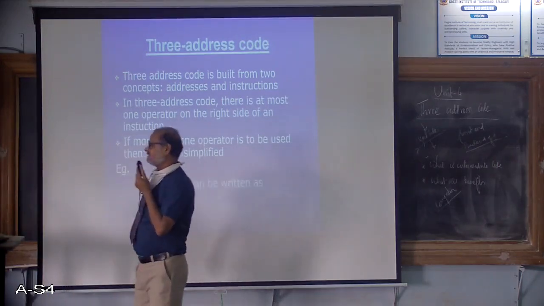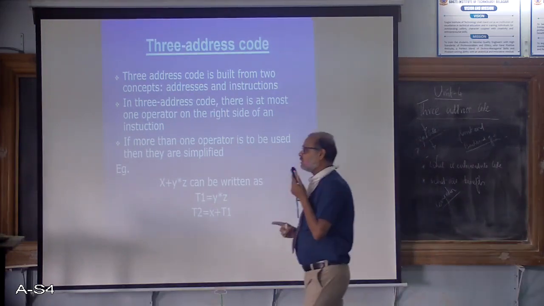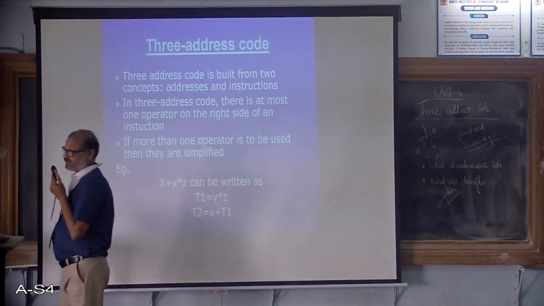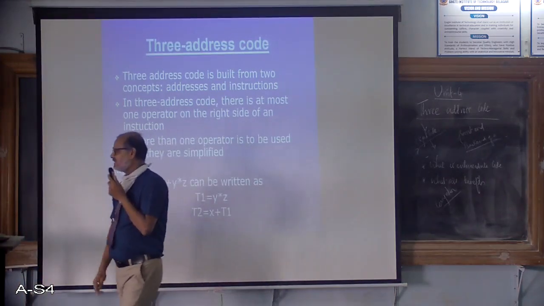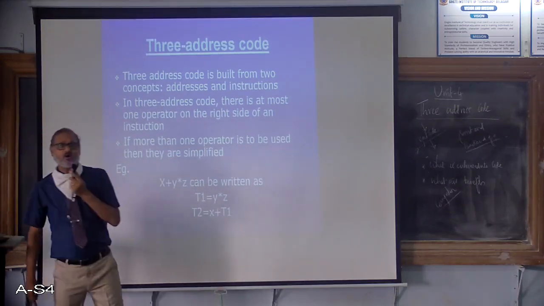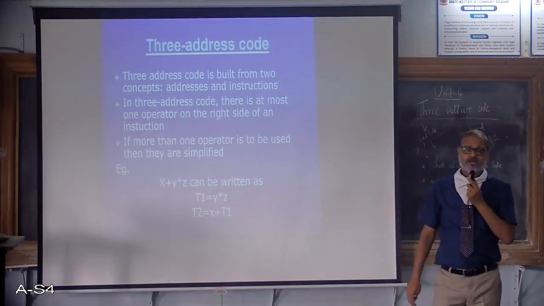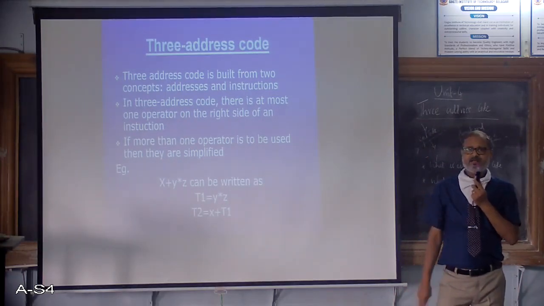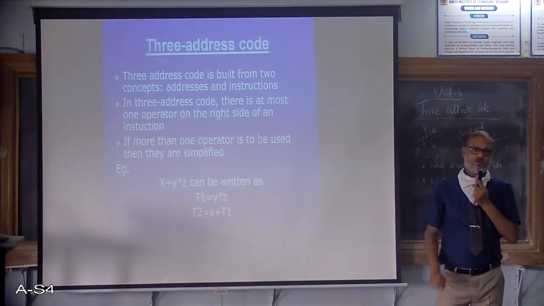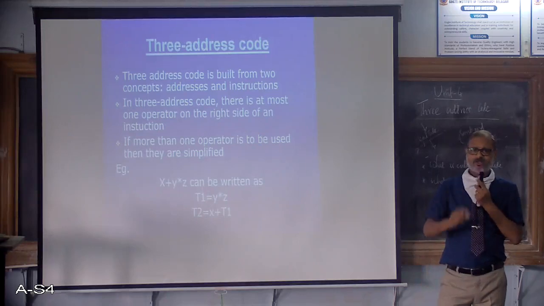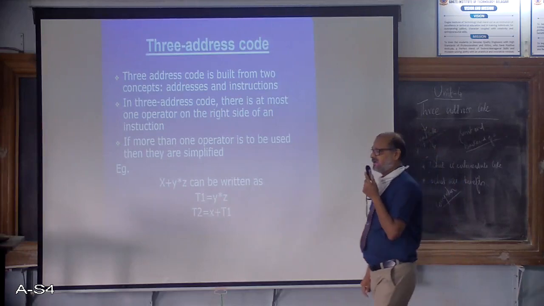Here, when we write a three address code statement, there is only one operation permitted. So when we write a three address code, only one operator is permissible. If the expression is going to have more than one operator, then it can be divided into several sub expressions so that you can have only one operator. Okay, so this particular process is called unraveling of an expression.